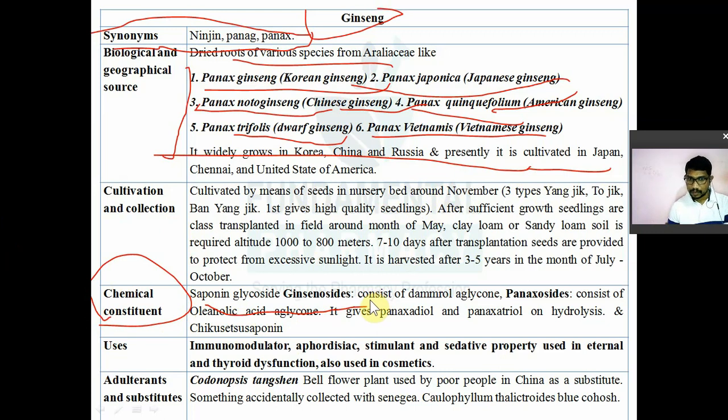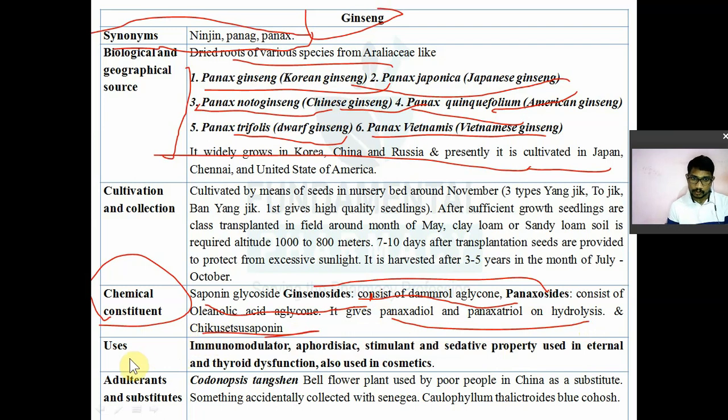This ginsenoside consists of a dammarane glycone. Panaxosides and ginsenosides are the major glycosides. Some are of the oleanolic acid type. Leave the aglycone part aside. It gives panaxadiol and panaxatriol on hydrolysis. There is also a new saponin, leave it.